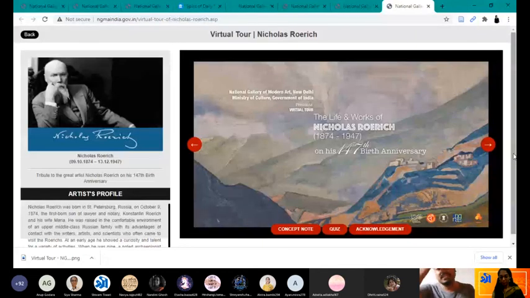National Gallery of Modern Art is more like 19th century, 20th century, and 21st century artists. So this is an artist who came from Russia and stayed in India, and he passed away in the year 1947, the same year we had independence. He was a Russian artist who was an explorer, traveler, and a very good painter. So Nicholas Roerich. Let's go to the next slide.